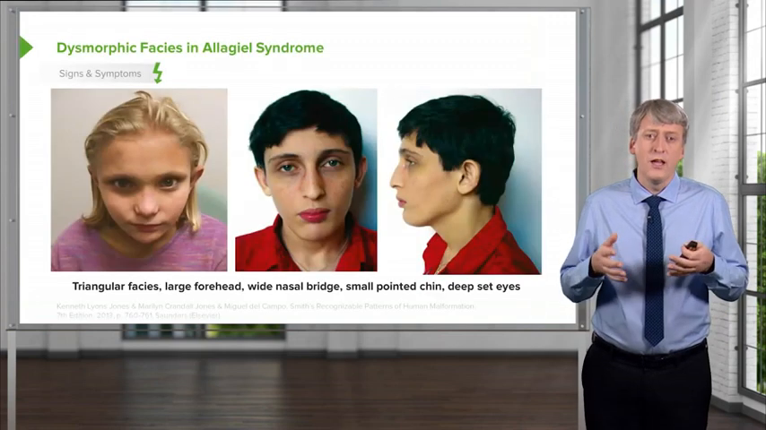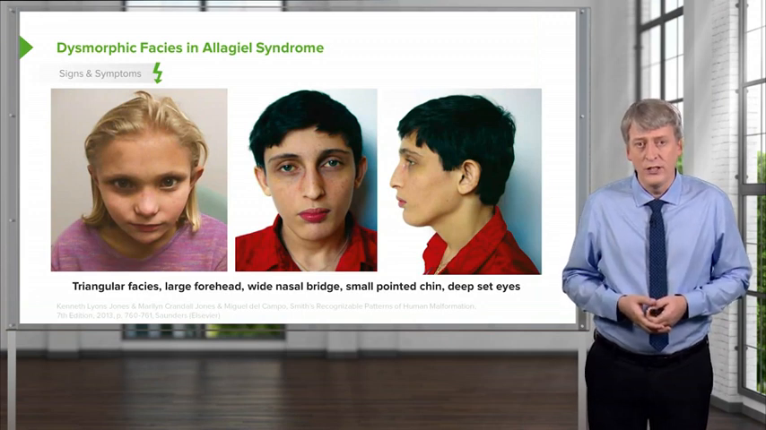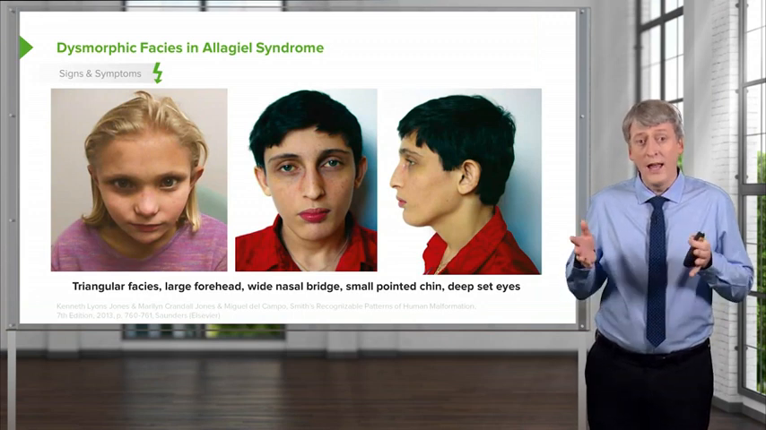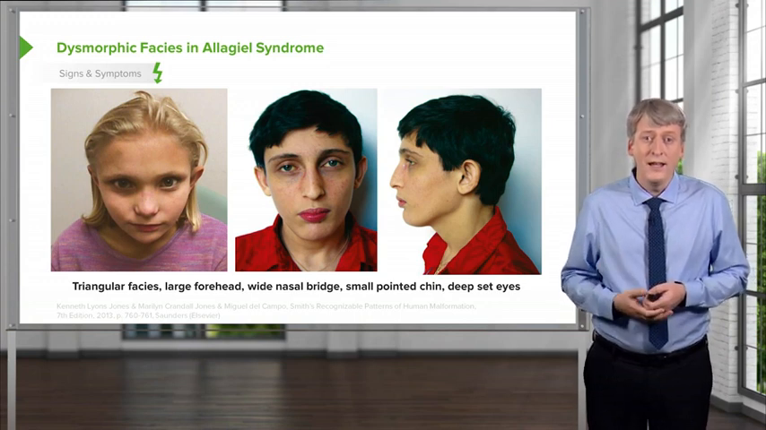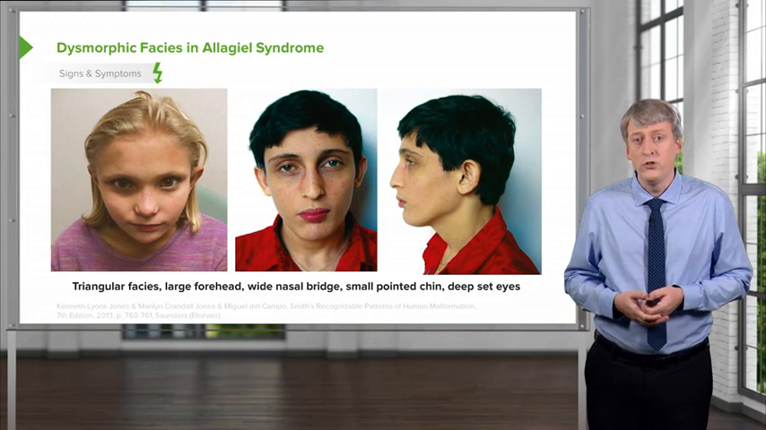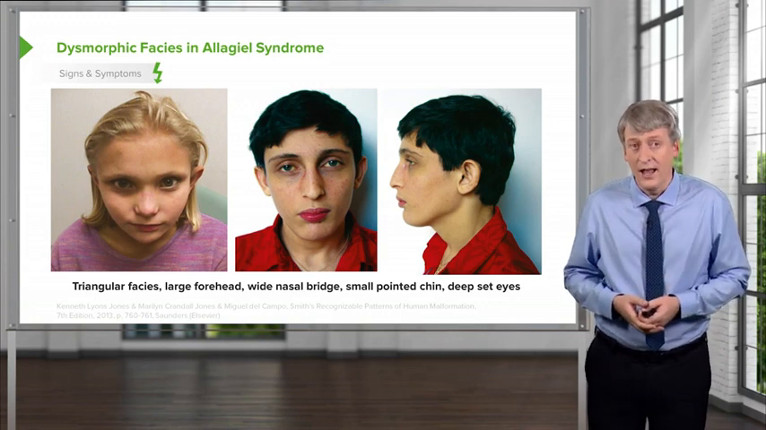So here are some examples of patients with syndromic facies consistent with Alagille's. You can notice triangular facies, a large prominent forehead, a wide nasal bridge, a small pointed chin, and deep-set eyes. These are all findings consistent with Alagille syndrome.